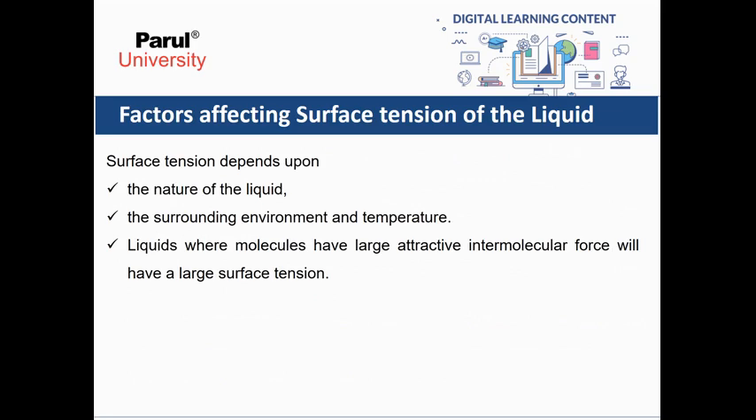The factors affecting surface tension of the liquid are: the surface tension depends upon the nature of the liquid, the surrounding environment and the temperature. For the type of liquid, where molecules have larger attractive intermolecular force, it will have a large surface tension.